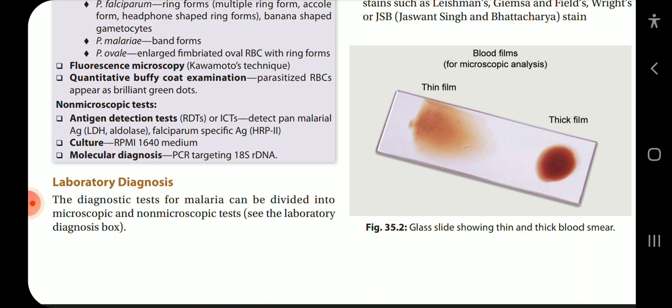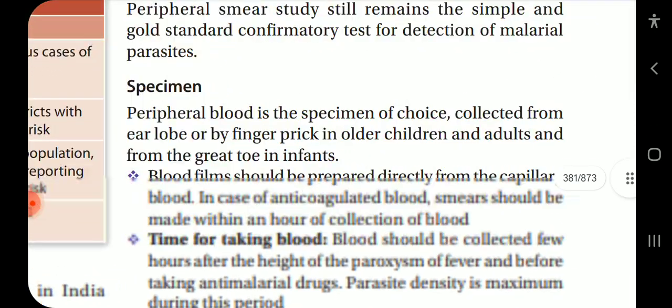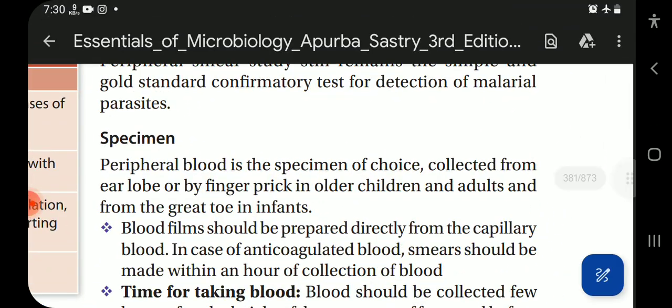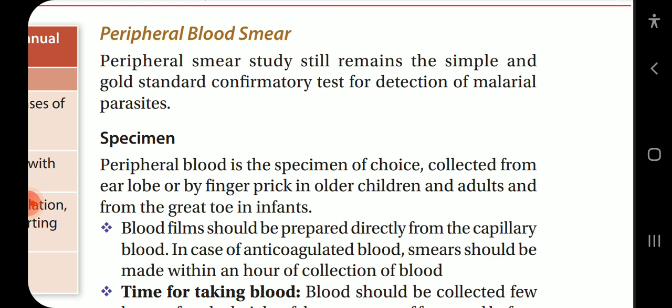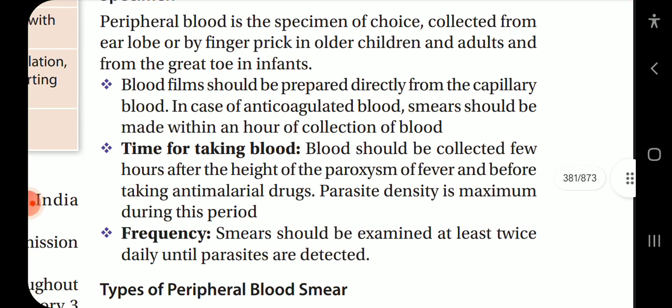Lab diagnosis. The diagnostic tests for malaria can be divided into microscopic and non-microscopic tests. See the lab diagnosis box. The peripheral blood smear: peripheral blood smear study still remains the simple and gold standard confirmatory test for detection of malarial parasites. Specimen: peripheral blood is the specimen of choice, collected from the earlobe or by finger prick in older children and adults, and from the great toe in infants.